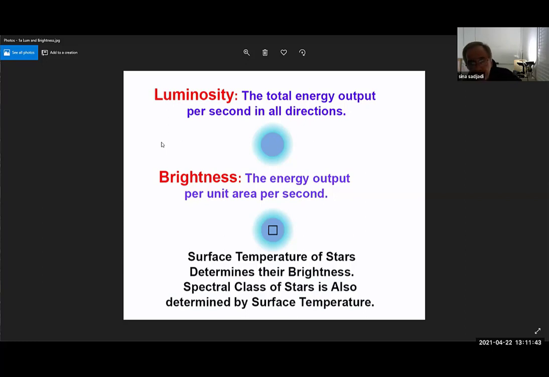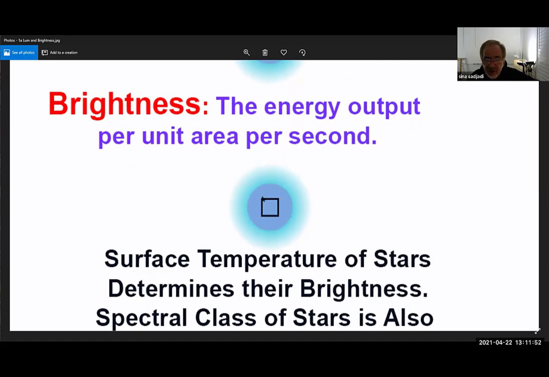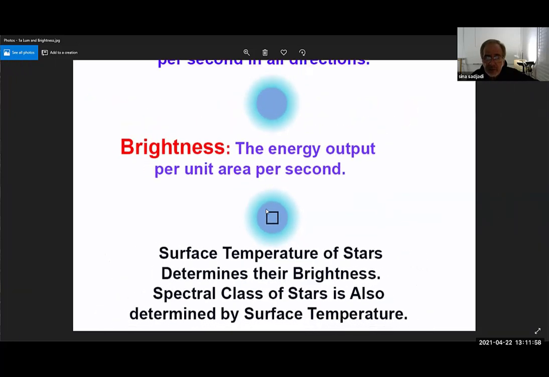Now, brightness is also important. Brightness means how much light is coming out per square inch of the sun. So you figure out how much light is coming out per square inch, and that's called brightness.